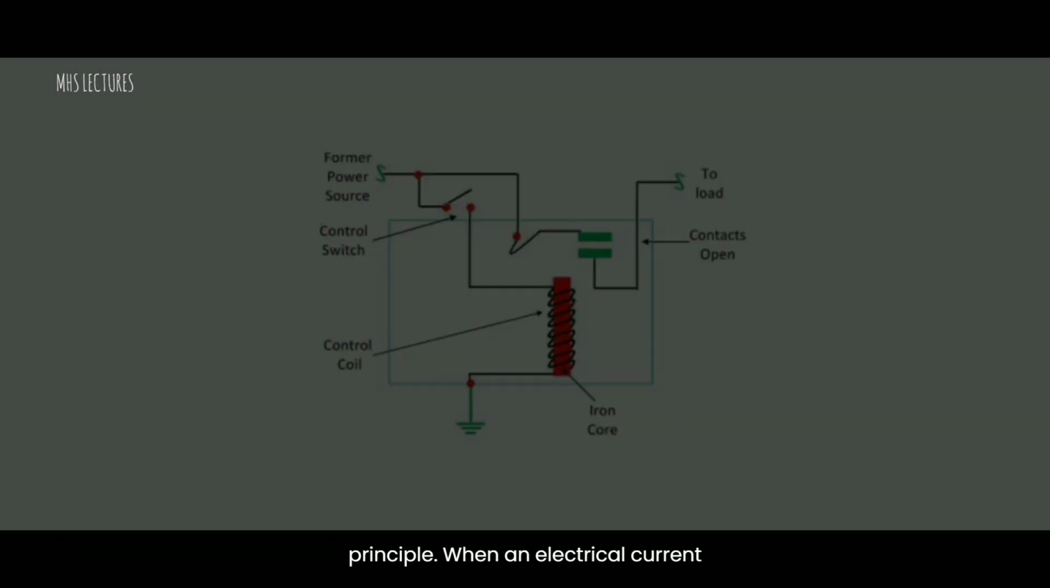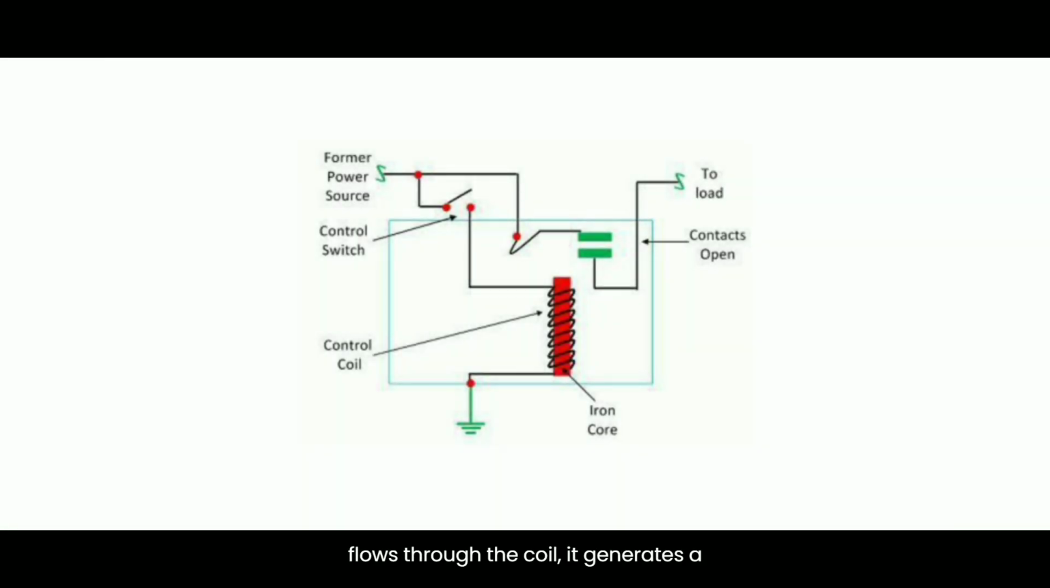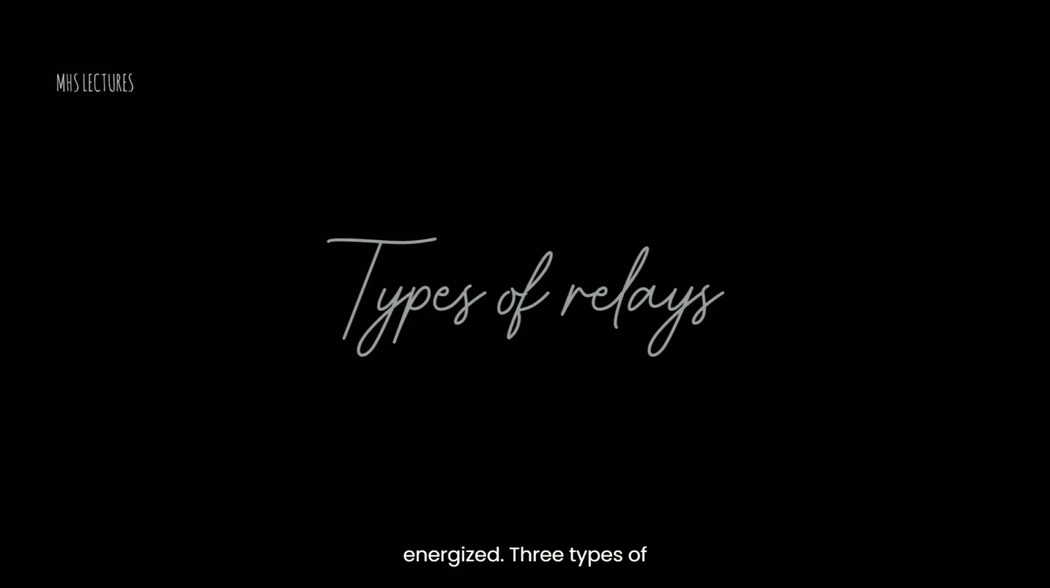2. Working principle. When an electrical current flows through the coil, it generates a magnetic field that attracts the movable armature. The armature is mechanically linked to the contacts, so when it moves, the contacts also move. In a normally open, NO, relay, the contacts are open when the coil is not energized. When the coil is energized, the armature moves, and the contacts close, completing the circuit. In a normally closed, NC, relay, the contacts are closed in the unenergized state and open when the coil is energized.